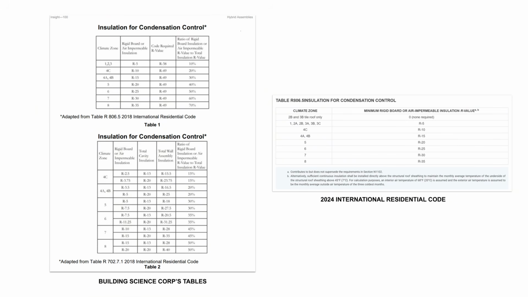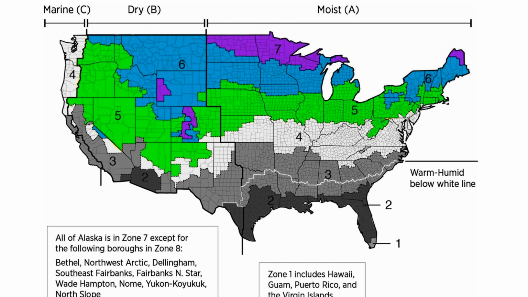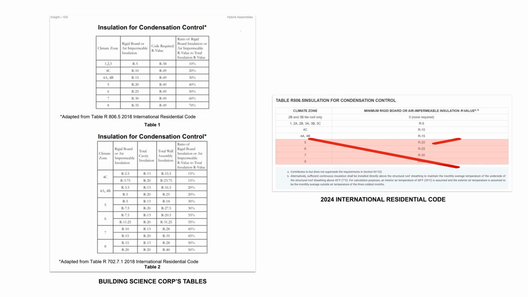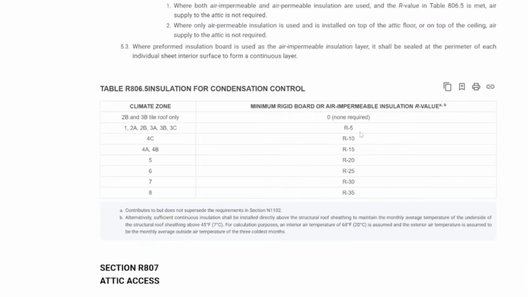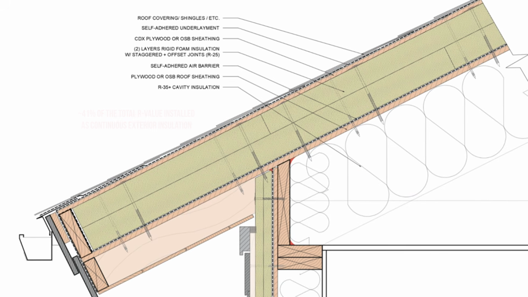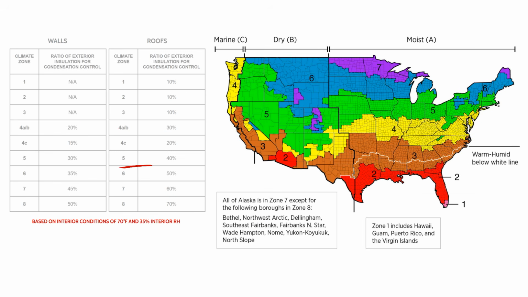Now, these numbers work for the most part if you don't exceed R49 in your roof assembly, and if you aren't operating at high interior relative humidities, but a lot of the northern states require R60 to be installed in the roof assembly, which completely throws off these numbers stated in the code because the code doesn't follow the ratios. For example, in Climate Zone 6, the IRC calls for a minimum of R25 to be installed outboard, but if a specific state requires R60 to meet code, that only gets you to around 41%. You need a minimum of 50% of the total R value to be installed outboard.